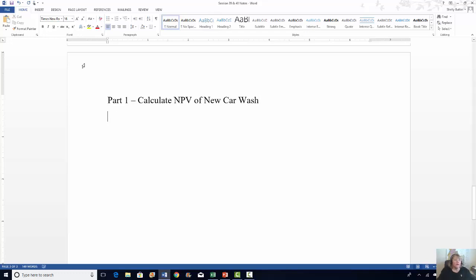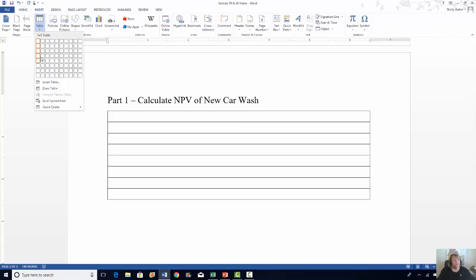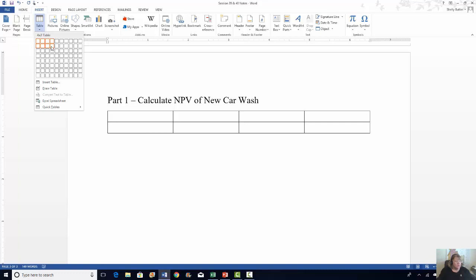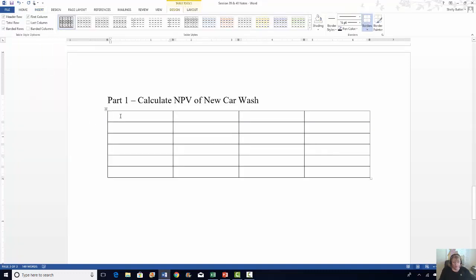And so we can do a nice fancy chart. Let's do a chart. I need a 4x6. Okay, so here we have cash flows. We need the dollar value, the present value factor from the tables, and then the present value of that amount.